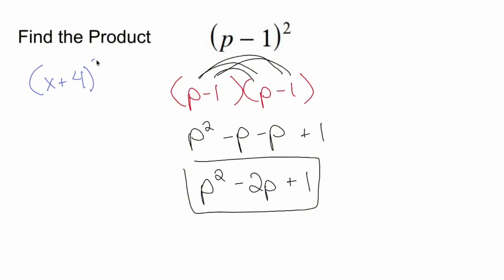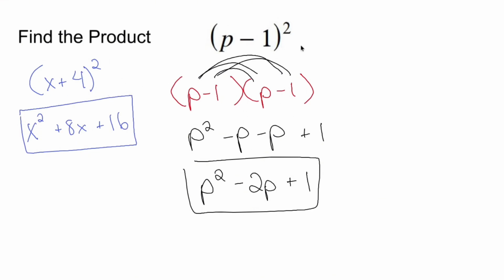(x + 4) squared. What you do is the first term is going to be the first term squared. The last term is going to be the second term squared, right? The middle term is going to be 2 times the first term times the second term. So 2 times x times 4 is going to be 8x. If you notice right off the bat that it's a perfect square trinomial, you could use that shortcut.